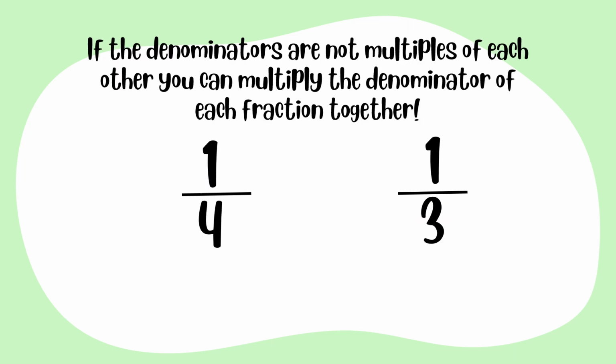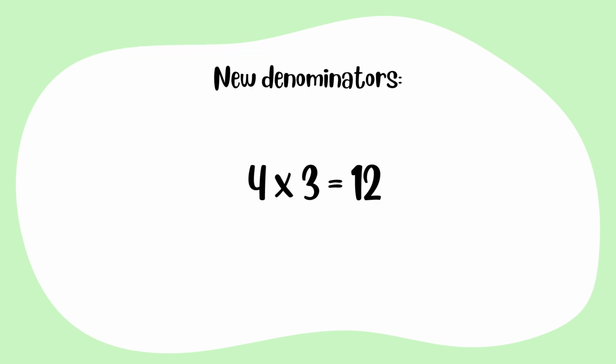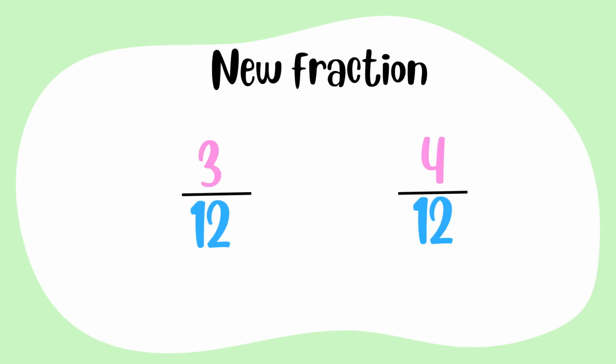Now, what do we do if the denominators are not multiples of each other? Here we have 1/4 and 1/3, so we multiply the denominators of each fraction together. Here we have 4 and 3, so 4 times 3 gives 12. This is our new denominator. We then find the equivalent fractions. The equivalent of 1/4 is 3 over 12, and the equivalent of 1/3 is 4 over 12.